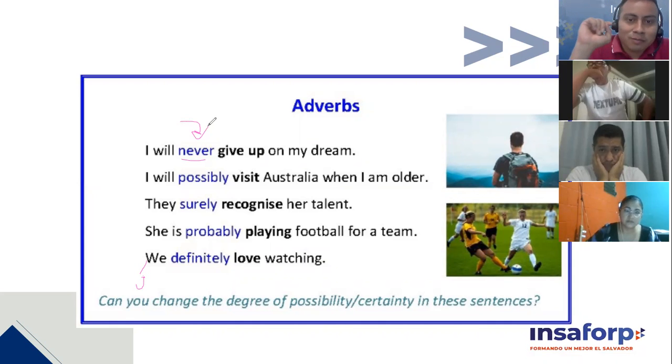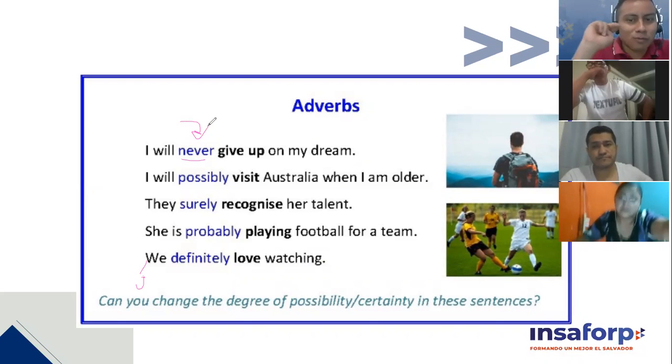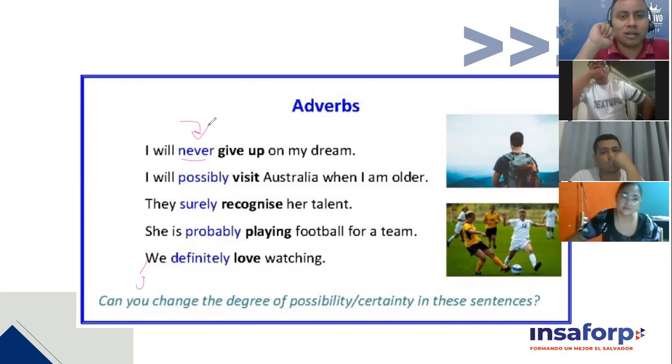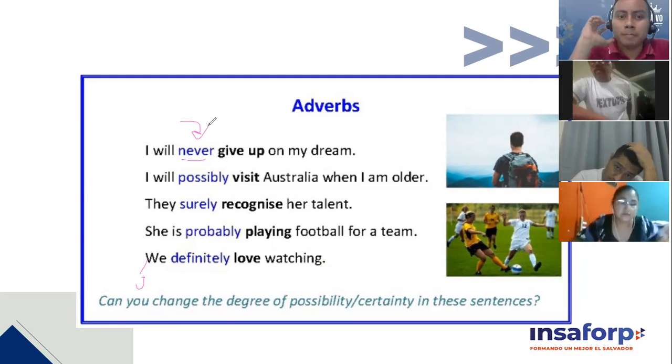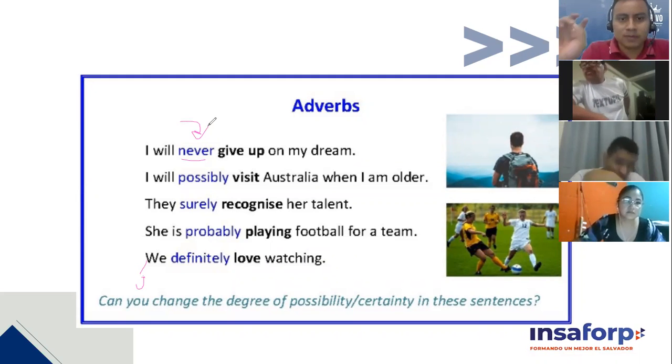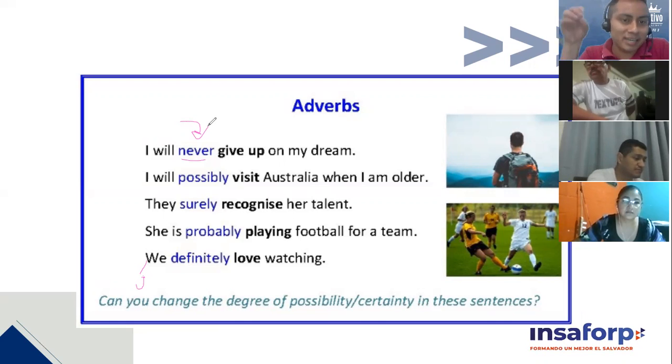Okay, so that is why it is very essential to use adverbs. We want to make emphasis, we want to change the degree of something. So that's why we use adverbs. That is the importance. What about the second one? Milton, can you read the second example here? I will possibly visit Australia when I am older. When I am older, okay. You're just expressing something that might happen, right? That you're not convinced that this can happen. Remember the level of certainty.